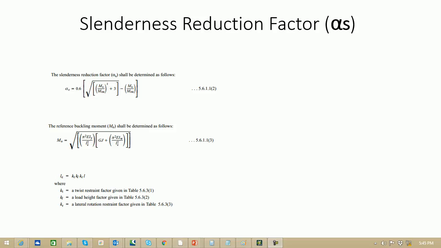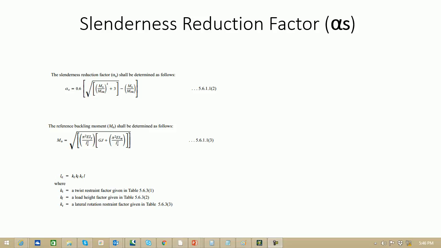Now, this MO, that is the reference buckling moment, in turn depends on a few other constants and a few other variables. If you can see on the next equation, one of the important factors here is the LE, that guides the determination of this reference buckling moment, which in turn affects the determination of the slenderness reduction factor alpha S. So this LE is a very important part here.